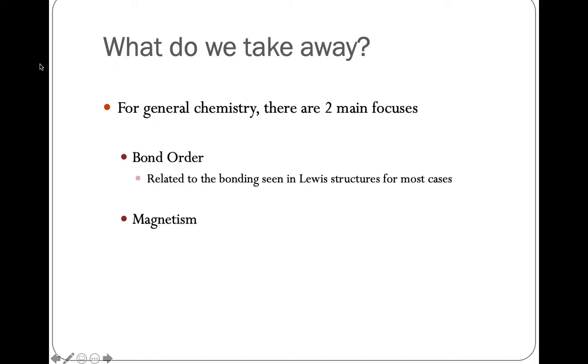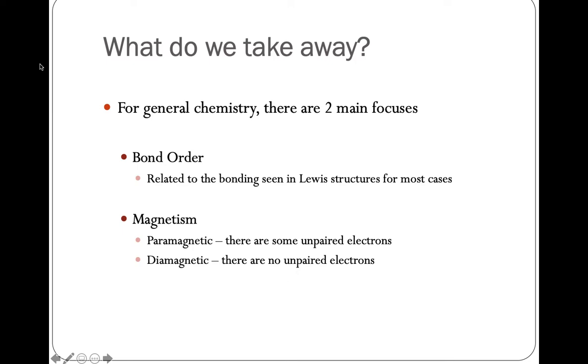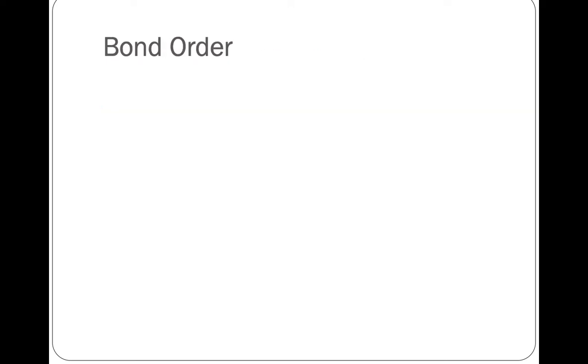So bond order was the first one, and then we said magnetism, and just to reiterate the definitions: paramagnetic, diamagnetic. Paramagnetic just means there's some number of unpaired electrons in the whole molecule. We'll see an example of oxygen gas in a moment, which is actually paramagnetic, even though Lewis structures can't really tell us that. And then we'll see some examples that are diamagnetic as well. Turns out nitrogen gas is diamagnetic when we get to that one.